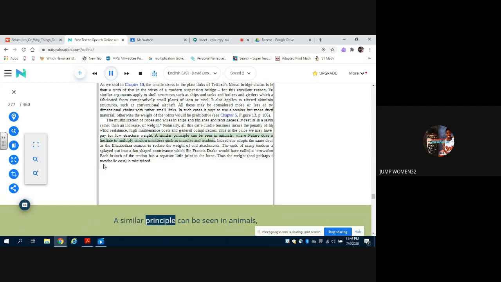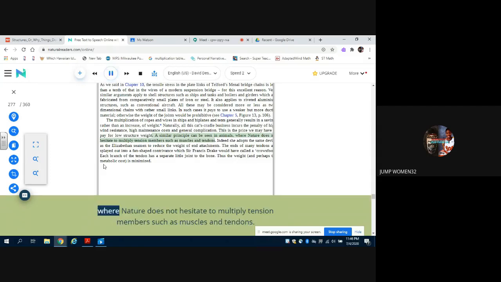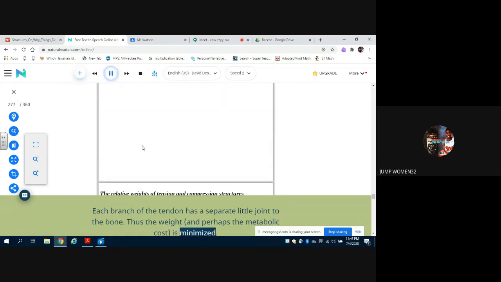A similar principle can be seen in animals, where nature does not hesitate to multiply tension members such as muscles and tendons. Indeed, she adopts the same device as the Elizabethan seamen to reduce the weight of end attachments. The ends of many tendons are splayed out into a fan-shaped contrivance which Sir Francis Drake would have called a crow's foot. Each branch of the tendon has a separate little joint to the bone. Thus the weight, and perhaps the metabolic cost, is minimized.